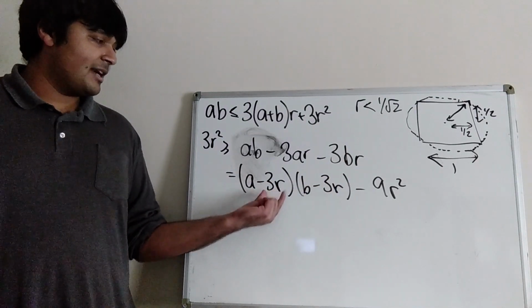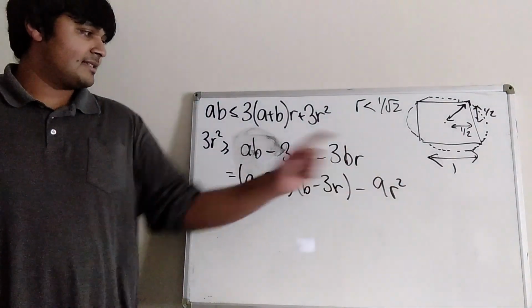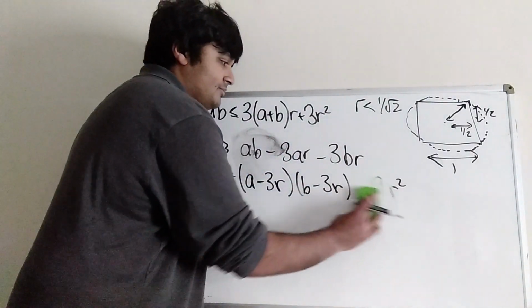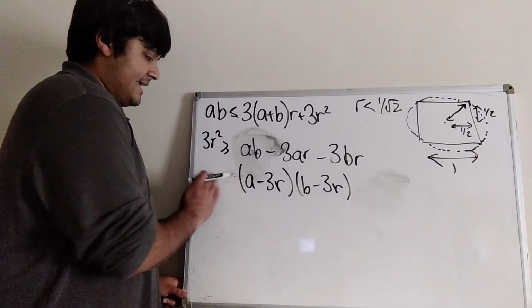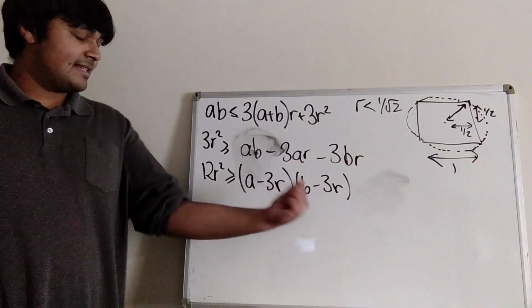But then of course we've got minus 3r times minus 3r, which is plus 9r squared. So we've got to subtract it off like so from this side. But then just adding the 9r squared onto both sides gives us that this thing here holds. So 12r squared is bigger than or equal to this guy here.